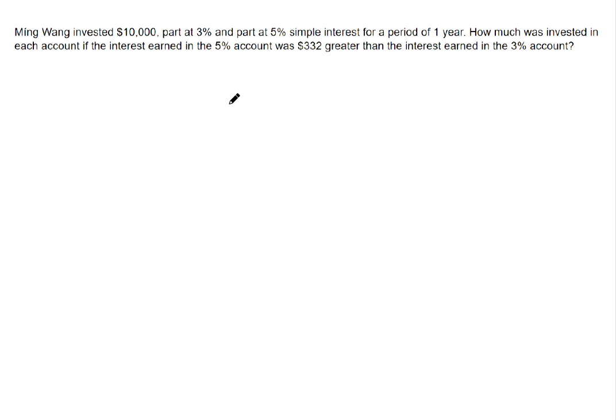So if you read through the word problem, there's two different amounts. We invested some, it's $10,000 total. Some of that $10,000 went in an account that gives us 3% interest, and some of it went in an account that gives us 5% interest. So what you can do is say X is the amount of money in account 1.